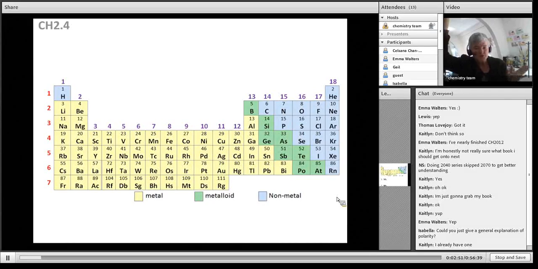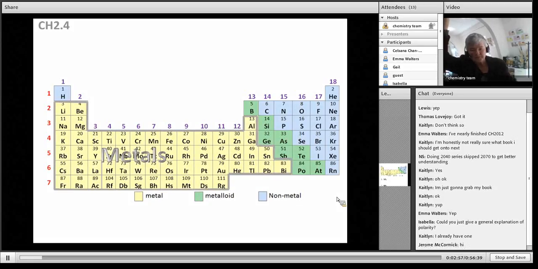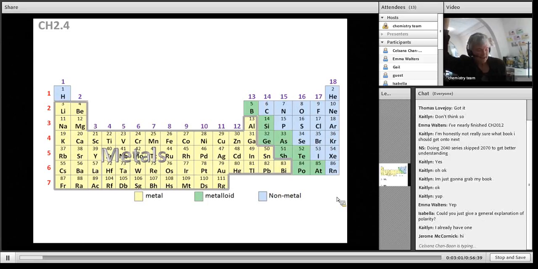Because you know a lot of things from the periodic table, you know where all the metals are. They're on the left. Hi, Jerome. They're all on the left, and then of course you should know that the non-metals are all on the right, top right. And then those green ones in the middle are the metalloids. Those are the ones that look like metal, so they're shiny or something like that, but they don't have all the properties of metals. And we'll explain properties later on.